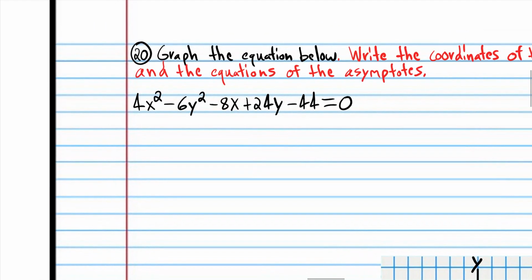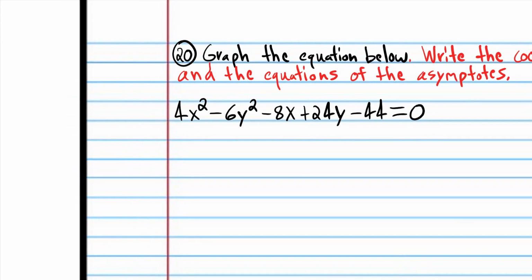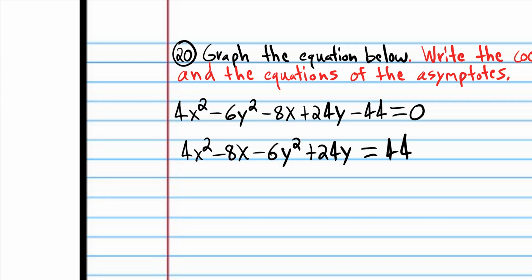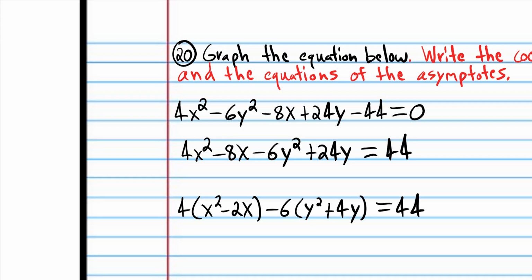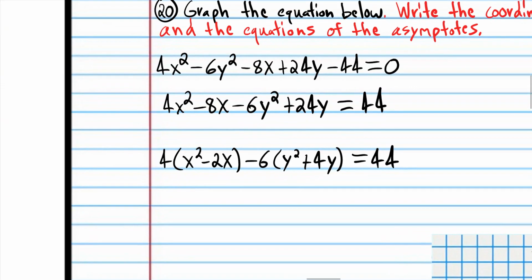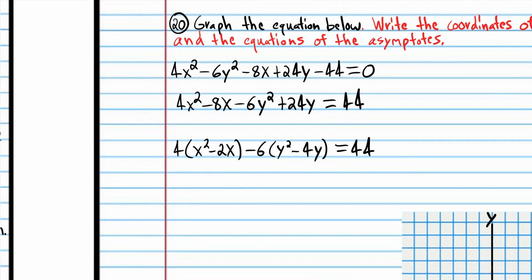But the problem is we can't really graph it because it's not in a form that we recognize. So we need to get it in a recognizable form. So I'm going to group all of the x's together, and put the 44 on the other side. Then I'm going to factor out 4 in the first grouping, and I'm going to factor out 6 in the second grouping. That should be a negative 4y. Let's make sure we did that correctly.